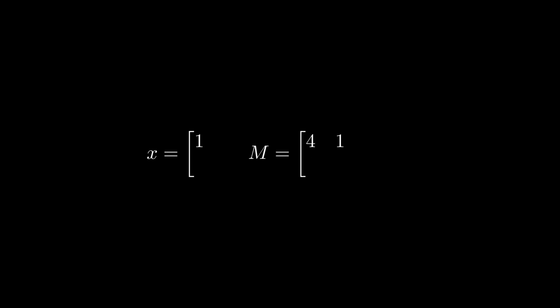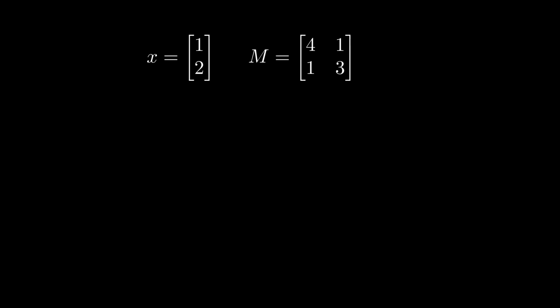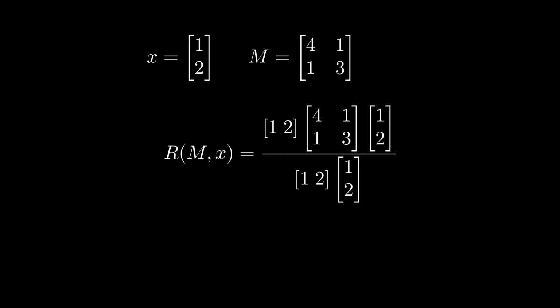To provide some intuition on how this works, let's look at a simple example with the following vector x with entries 1, 2, and the matrix M with entries 4, 1, 1, 3. If we work through the calculations for this particular input, we see that the Rayleigh quotient equals 4.